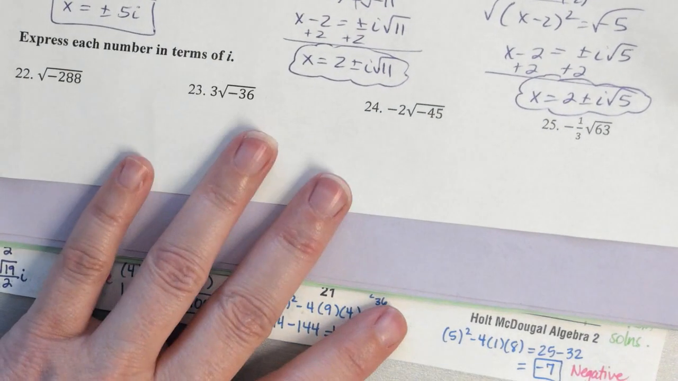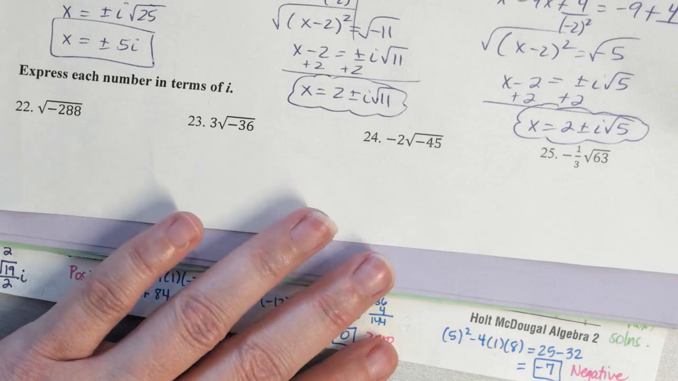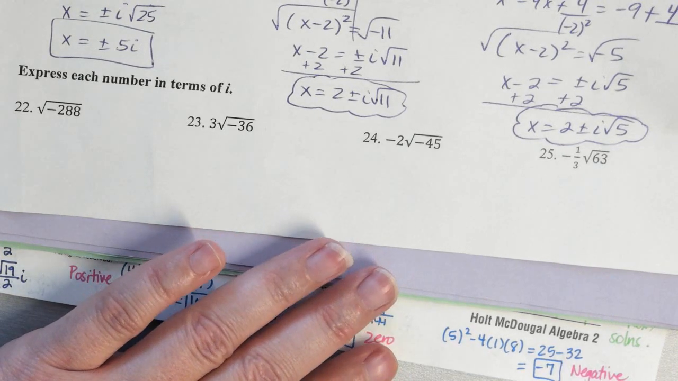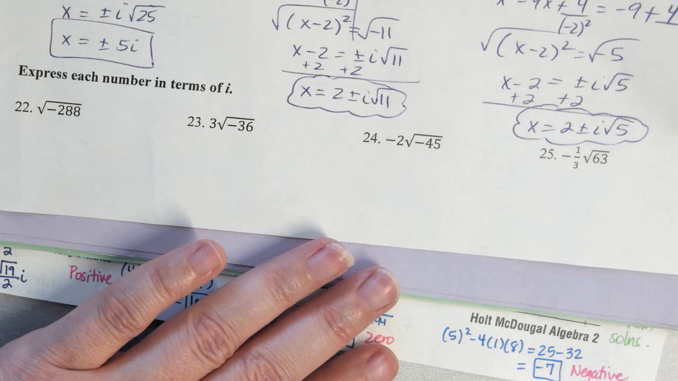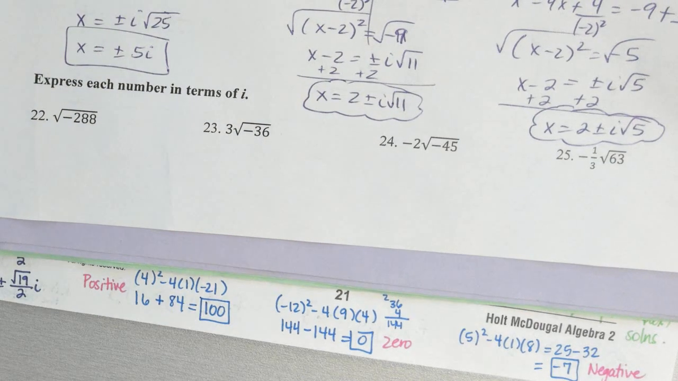Okay, so questions for me on 20 or 21? Yes, Maya? For 20, I got 2 plus or minus... It's because you did the square root of 2. Yeah, the square root of negative 13 plus 2. Oh, thank you. Okay, yeah, so you should have negative 9, not 11.